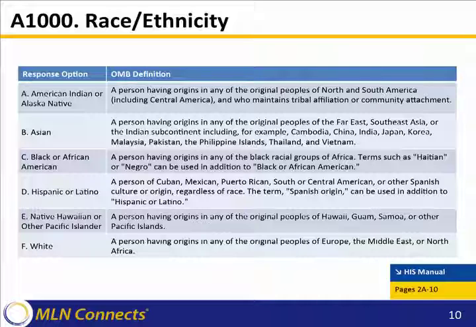This slide shows the OMB guidance for each racial and ethnic category in item A1000. Providers should review the OMB definitions for each response option prior to making a selection for item A1000. OMB definitions for each response option are also included in the HIS manual on pages 2A-10 and 2A-11.